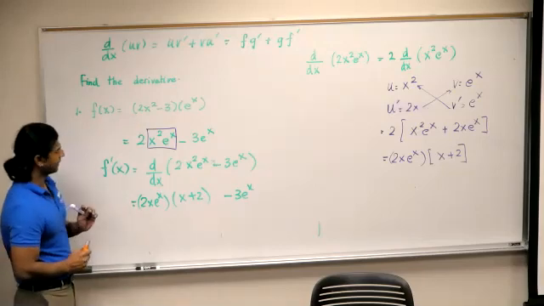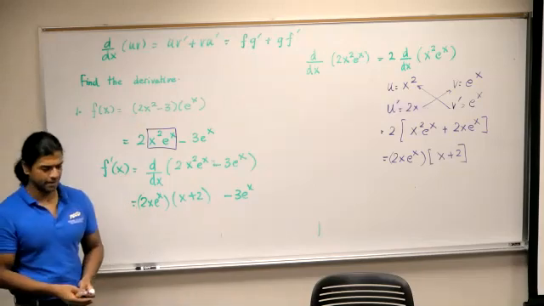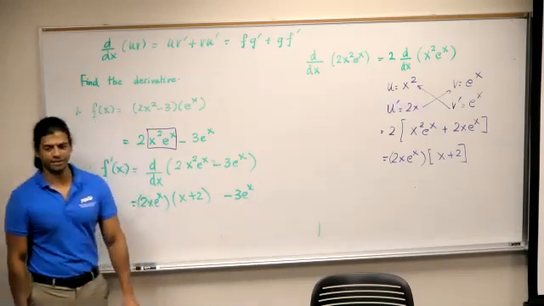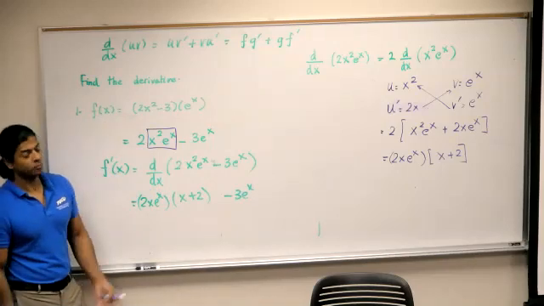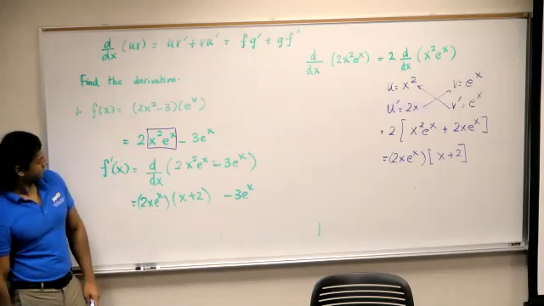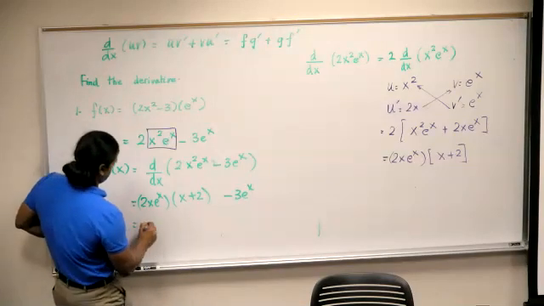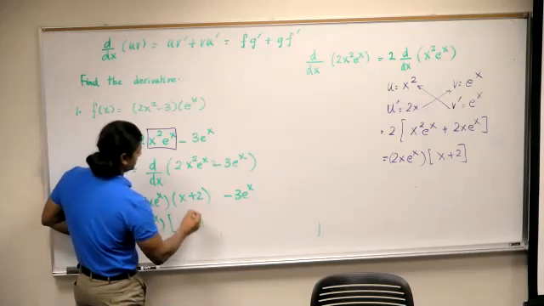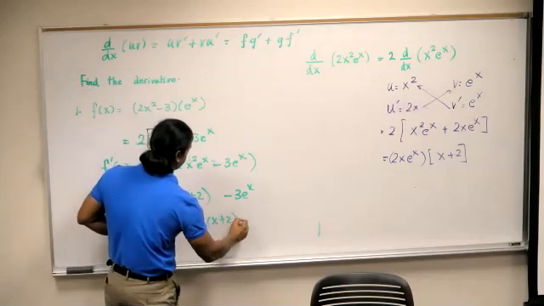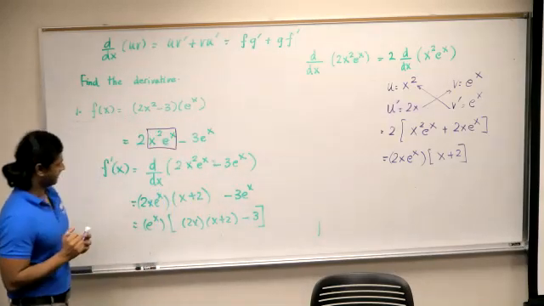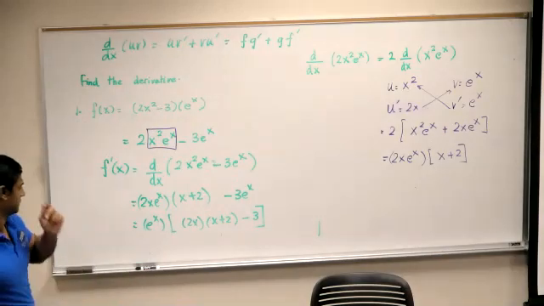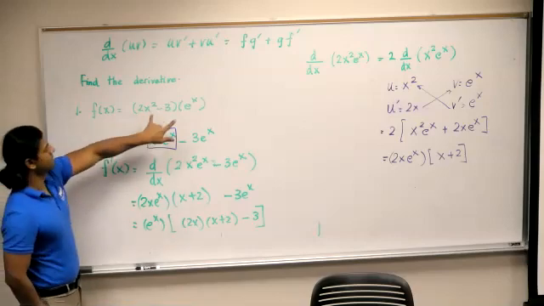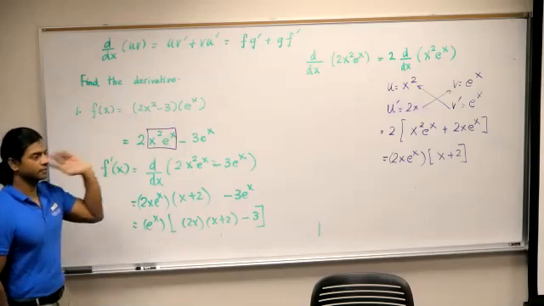I can simplify this or write it in a very nice way because I have factors in common between the first term and the second term. What is the factor? e^x. So if I pull that out, 2x times x plus 2 minus 3. Good. That's the derivative of that function, which is the product of 2 functions.